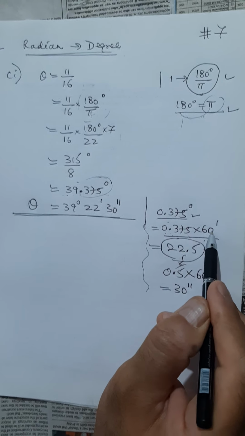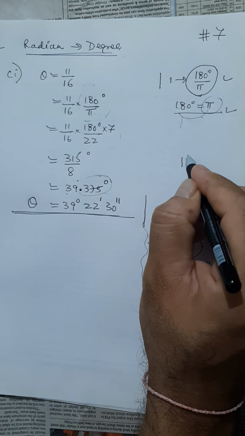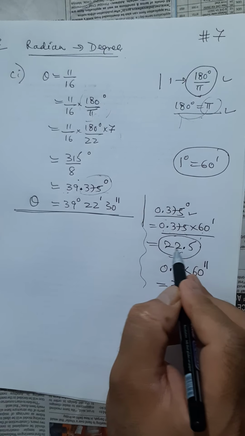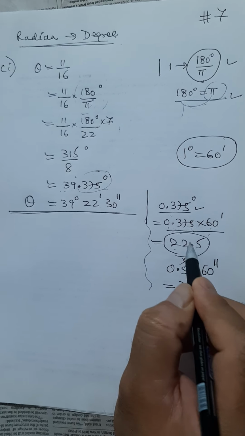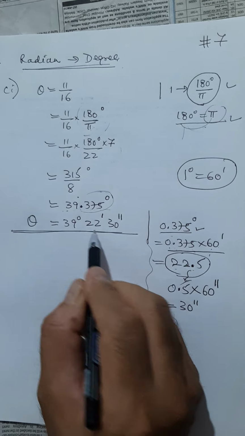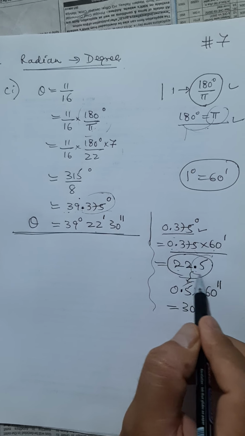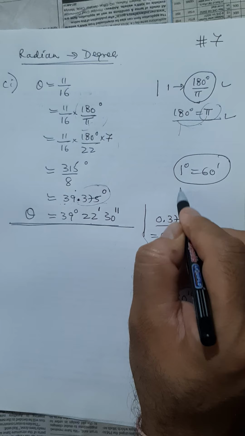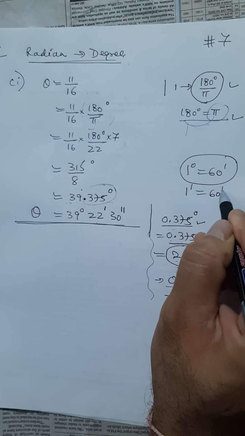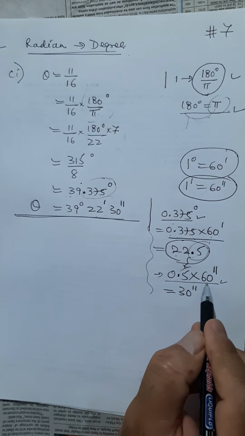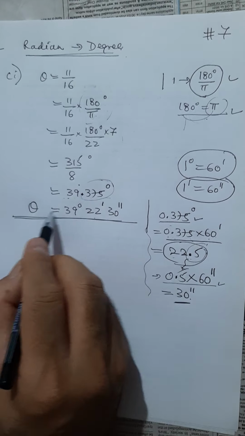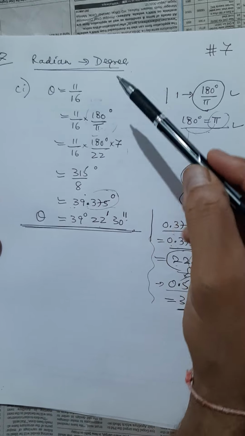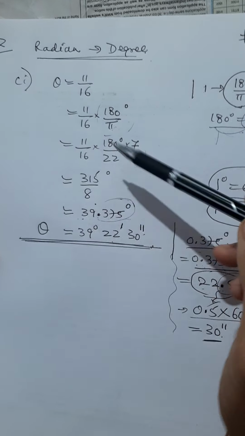This is in degree. I want to convert into minutes. You know, 1 degree equals 60 minutes. So into 60, I'll get 22.5, so I'll get 22 minutes. Now 0.5, again I want to reduce into a smaller unit. Again, you know, 1 minute equals 60 seconds, so I'll multiply with 60. So you will get 30 seconds. Usually we reduce up to minutes and then seconds. This way we convert radian to degree, remember.